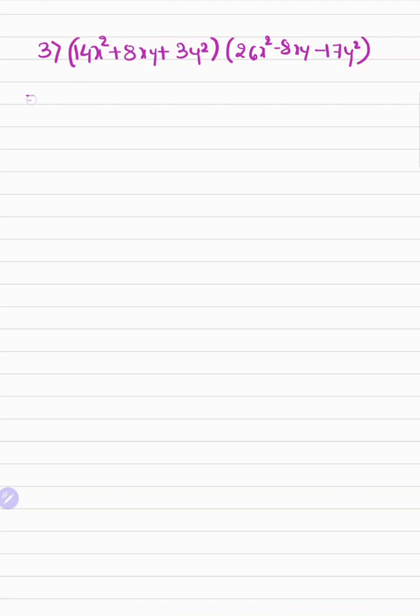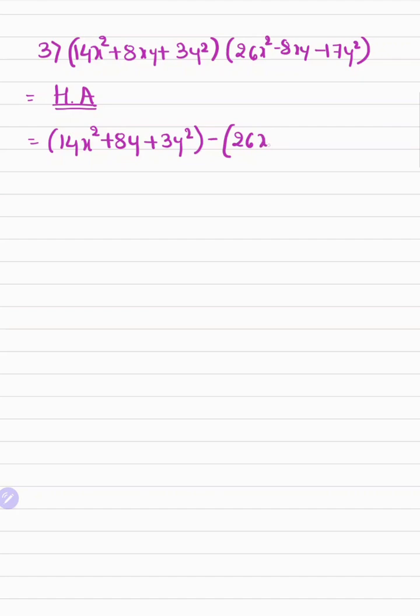And the third one: 14x squared plus 8xy plus 3y squared, minus 26x squared minus 8xy minus 70y squared. Here we write the horizontal method first. Write 14x squared plus 8xy plus 3y squared. Here we take minus directly, as we did in the first two problems.